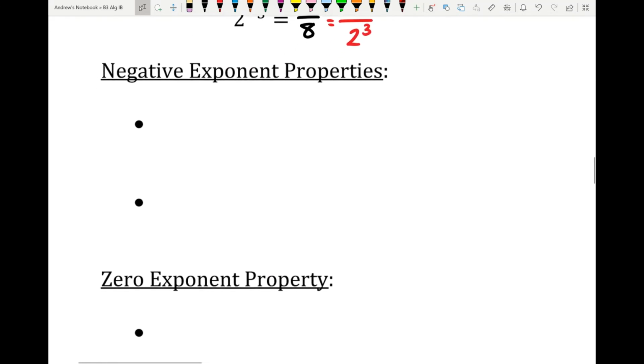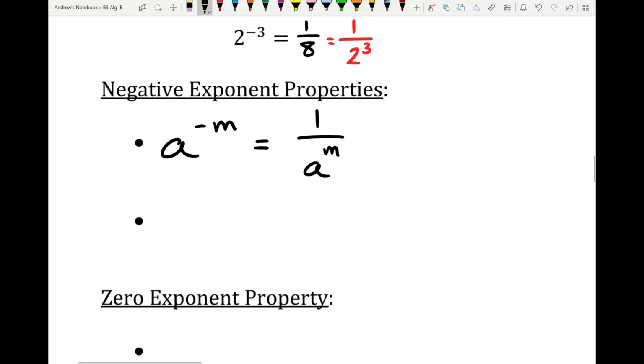So we've got a couple properties when we're dealing with negative exponents. The first one is the one we were just working on. If I have a to the negative m power, what happens is that we flip it into a fraction. We put that a on the bottom, and then that power becomes positive. You can see that we did that with that 2 to the negative third at the top of the screen. We had 2 to the negative third, we flipped it into a fraction, we put that 2 on the bottom, and we changed that negative 3 into a positive 3 for the power.